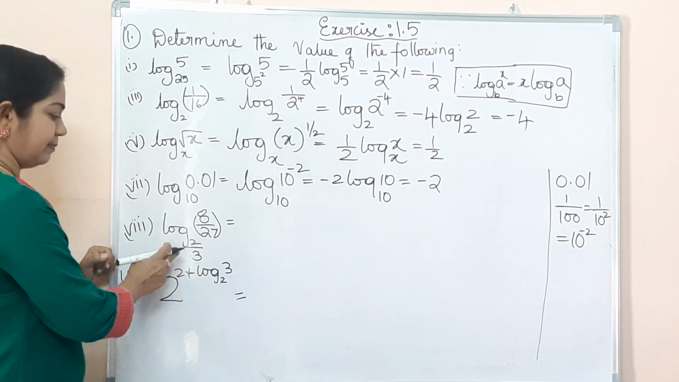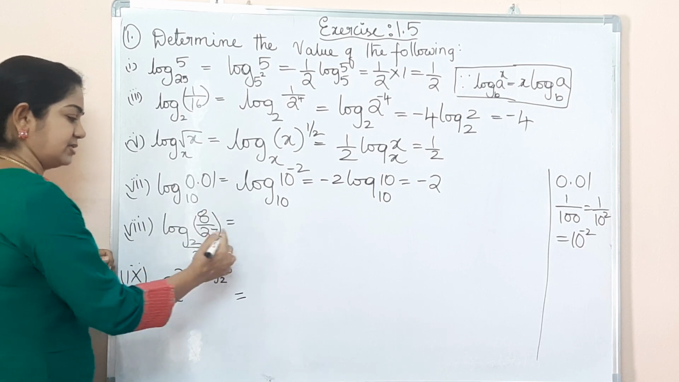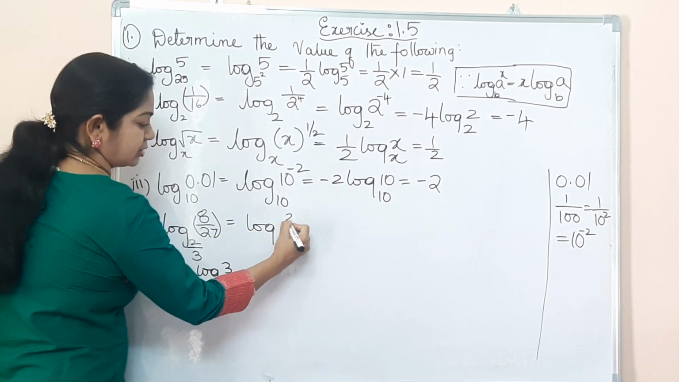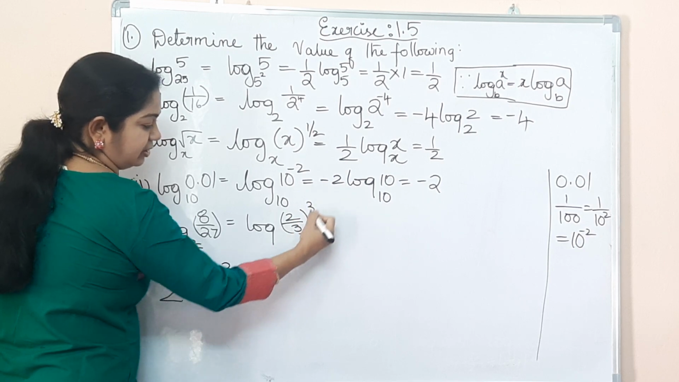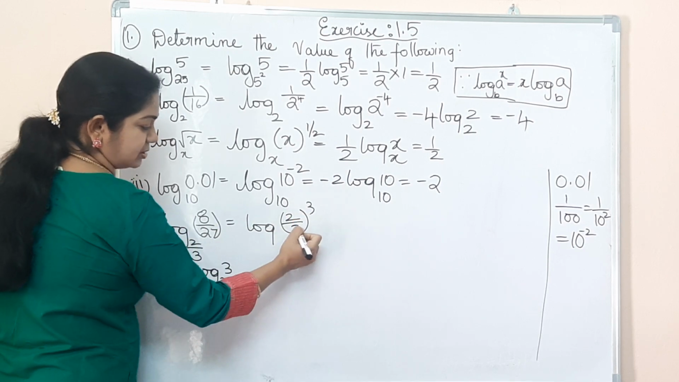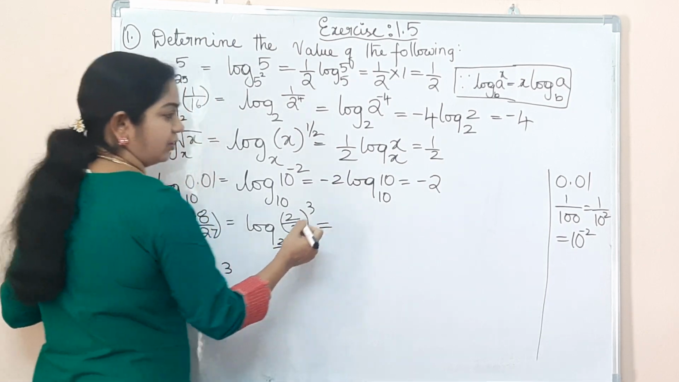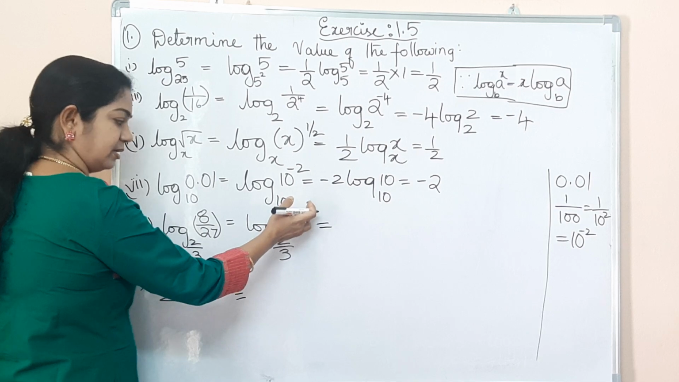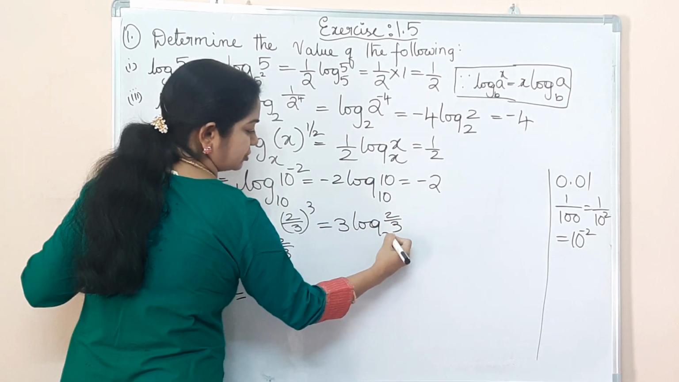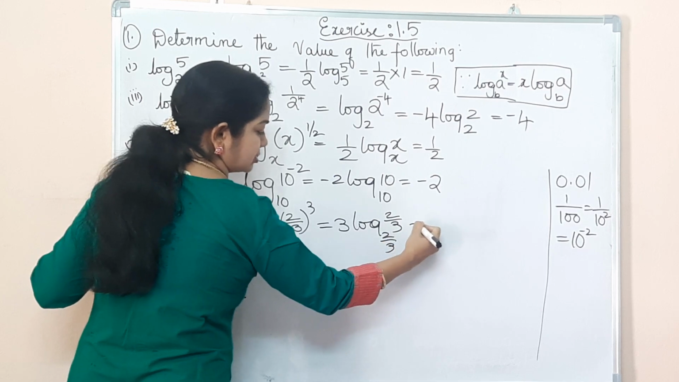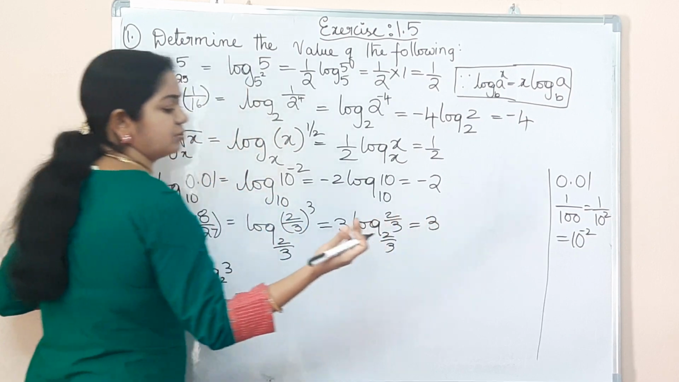Now see here, the base is 2 by 3. I'll bring this into the form of 2 by 3. So 8 by 27 we can simply write as 2 by 3 whole cube. See here, 2 cube is 8, 3 cube is 27. So I've got it into the form of 2 by 3. So again, if you apply the law of power, that 3 comes before: 3 log 2 by 3, base 2 by 3. Same bases. So 3 into 1, that simply equals 3.